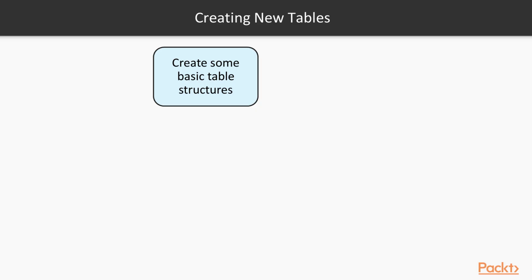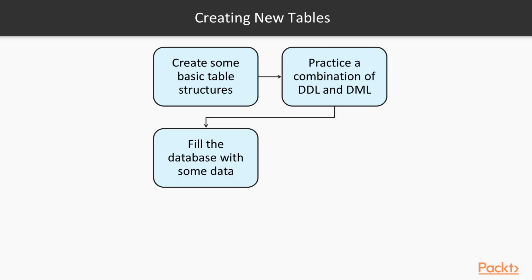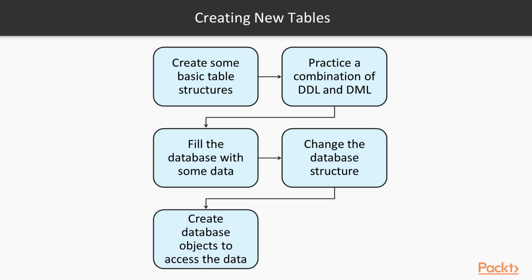Now we'll create some basic table structure for our University database. Nothing too complicated, but you'll get enough information about how SQL Server on Linux handles these requests. The idea is to practice a combination of DDL and DML statements in one project. From a database schema creation, to filling the database with some data, to changing the database structure, and finally, by creating database objects to access the data.